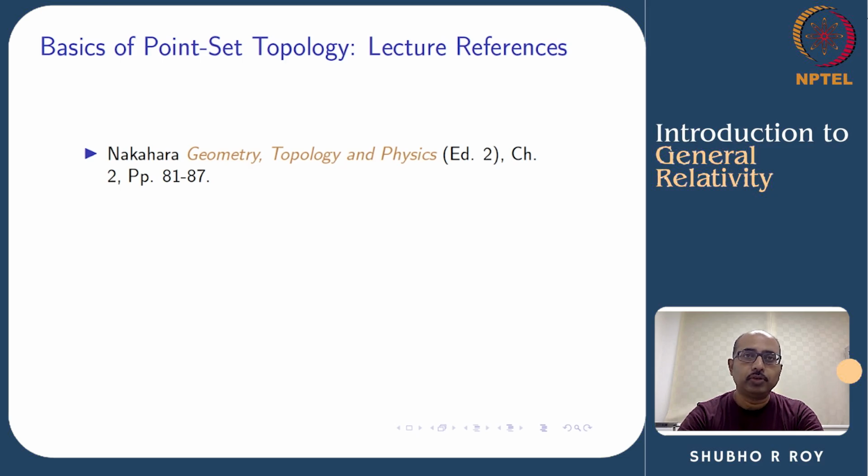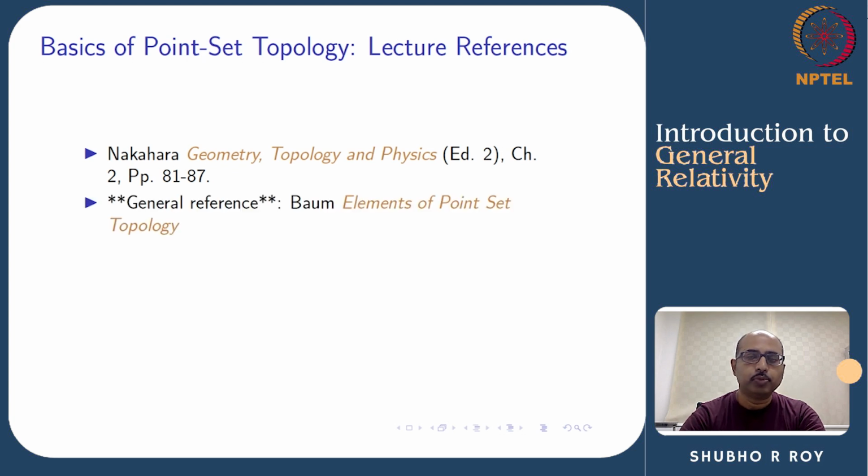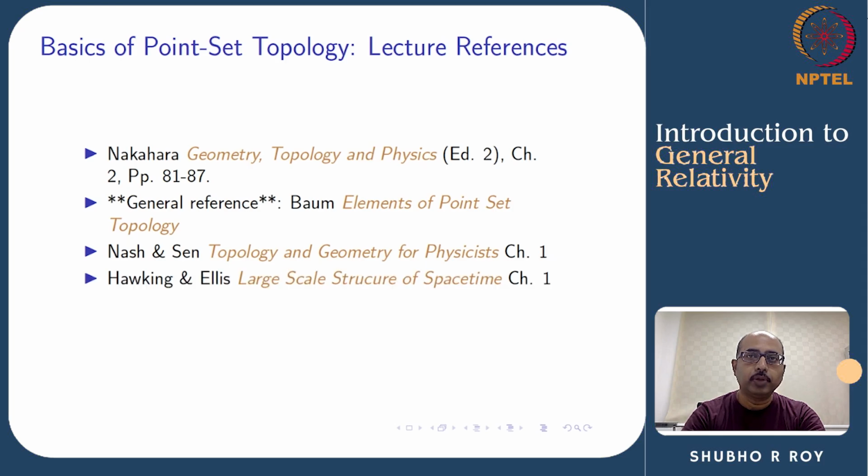And those who are interested in delving deeper or seeing more details such as proofs or more examples can consult Baum's book, which I mentioned as a general reference. Baum's book is the Dover text, and I recommend it as a general reference. Nakahara's chapter 1 and Hawking and Ellis chapter 1 are also a couple of physics or GR-oriented references which will cover similar material. And as usual, the lecture notes will be posted on the NPTEL or SWAYAM website.